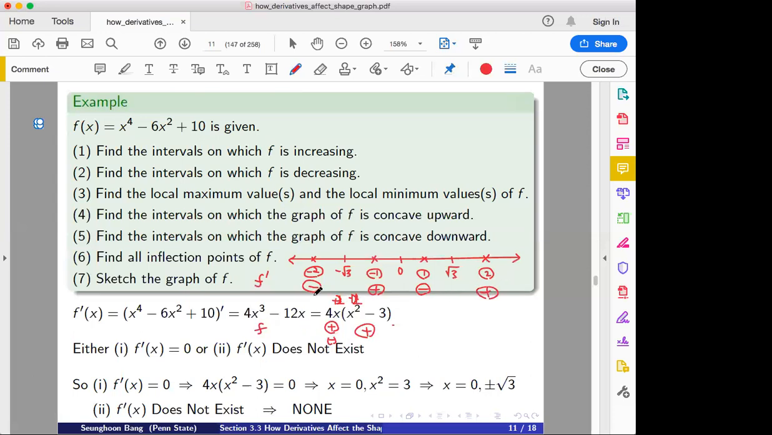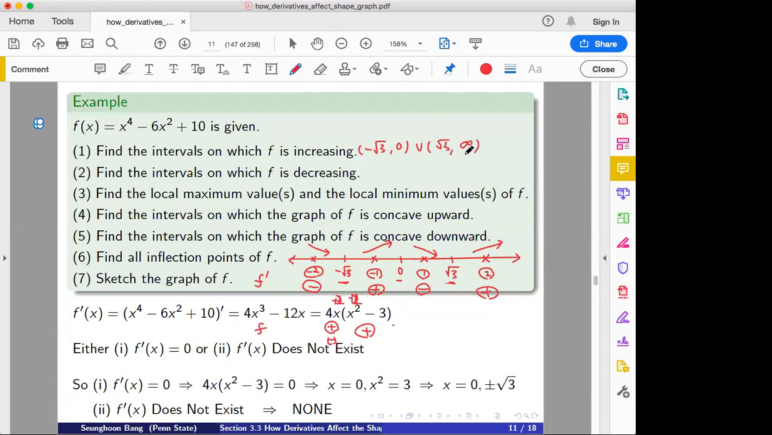What does the graph of f look like? The graph of f is here: decreasing, increasing, decreasing, and increasing. So this is the answer. What are the intervals on which f is increasing? Negative √3 to 0, and √3 to infinity.